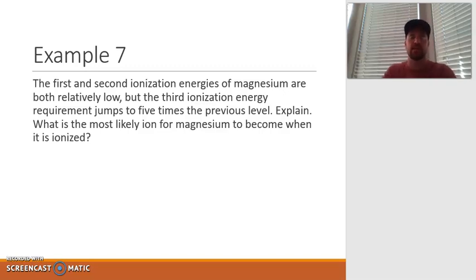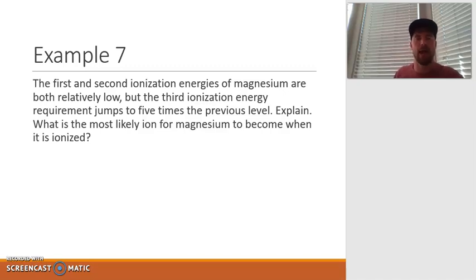So example 7 says, the first and second ionization energies of magnesium are both relatively low, but the third ionization energy requirement jumps to 5 times the previous level. Explain this. And what is the most likely ion for magnesium to become when it is ionized? So this is a great question. I really like this question because it really is testing whether or not you understand what ionization energy is.